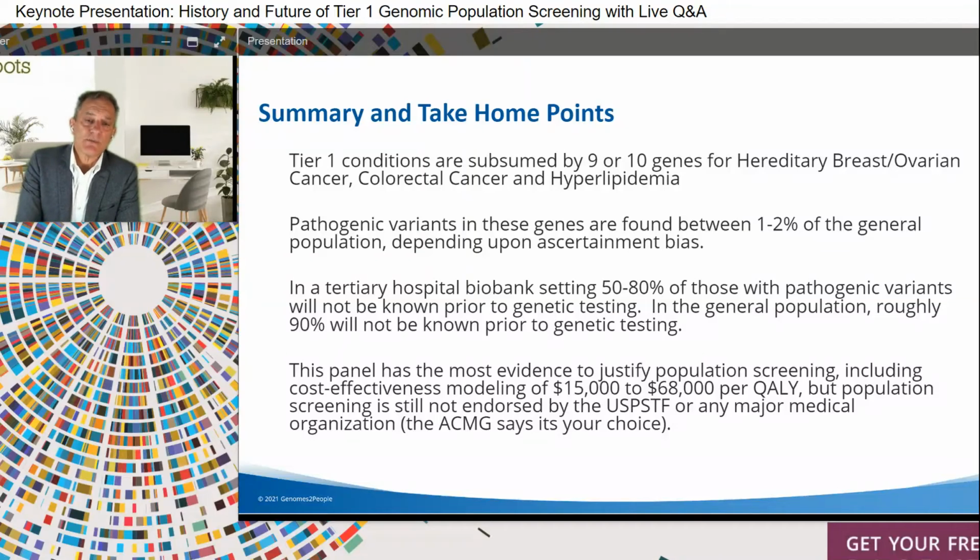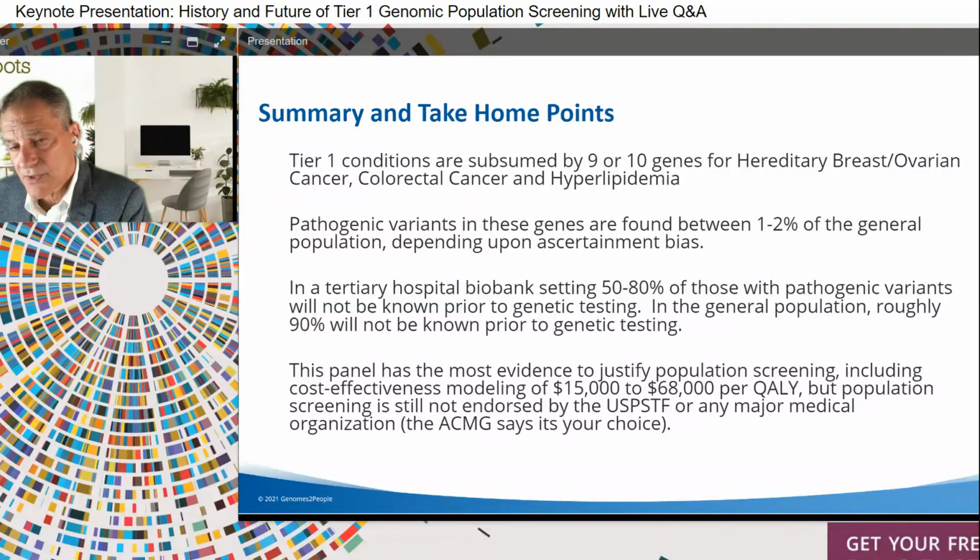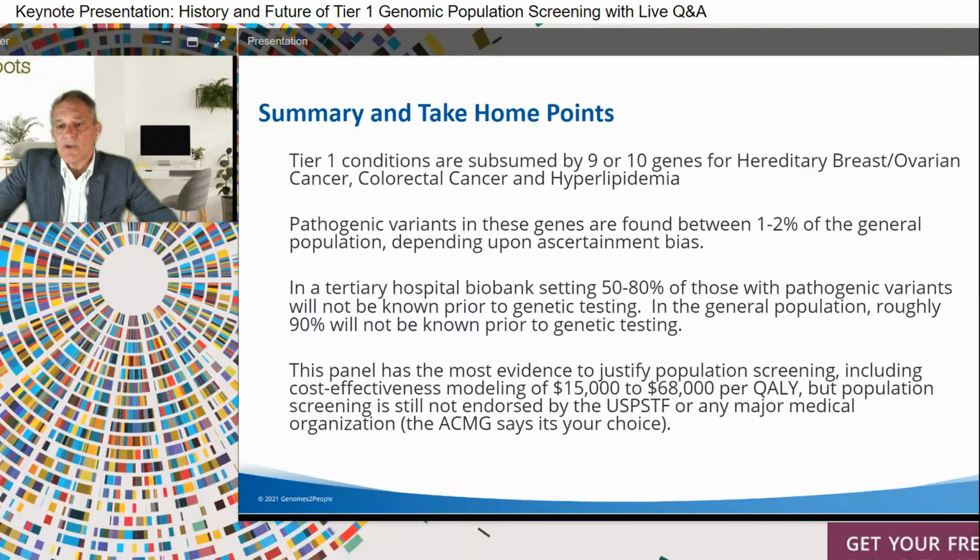In our own Mass General Brigham Biobank, we looked for these, and we found that, you heard the numbers before, 90%, 87%. We found that even in our tertiary care healthcare system in Boston, 50 to 80% of those with pathogenic variants were not known prior to genetic testing. And as we said, in the general population, this can be 90%. That feels really wrong to me. It feels like we're really missing an opportunity to help these folks, at least the ones who want it.